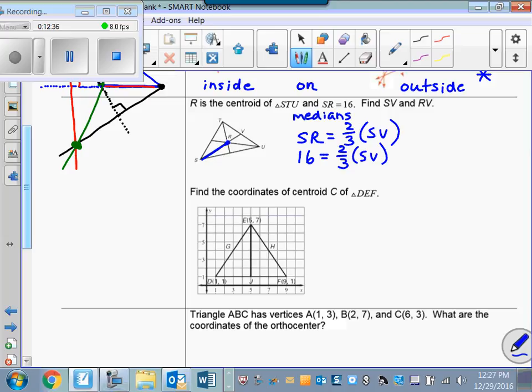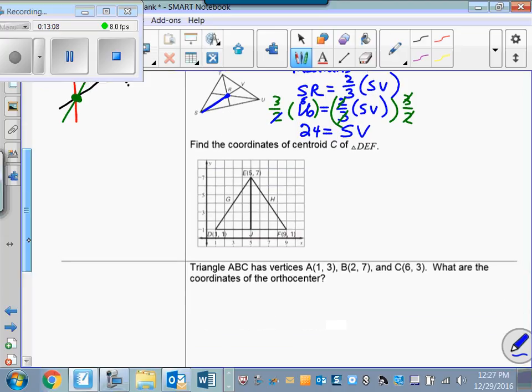Now how do I get rid of that fraction over there? I multiply both sides by its reciprocal. So multiply both sides by 3/2. That's going to get rid of my fraction here, and what I end up with is, let's see, 2 goes into that 8, so 24 equals SV. All right, that's how you're going to work that problem. What does RV equal? Well, of course, it equals 8. 16 plus 8 has to be 24. All right, what do we got here?